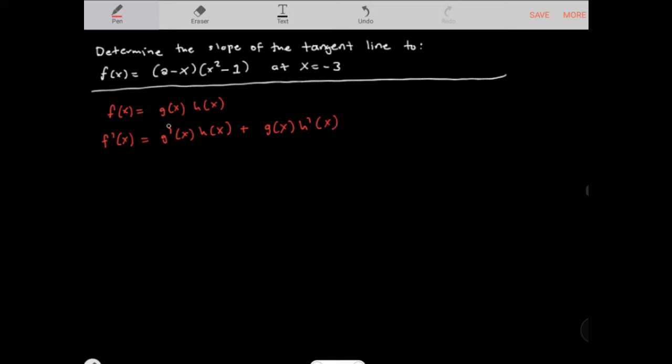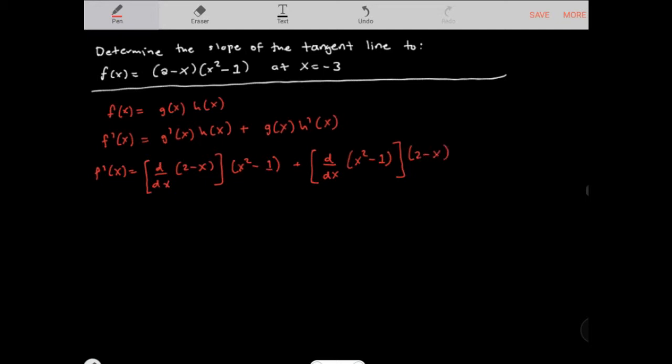Okay, so utilizing this notion, f prime of x: I'm going to do the derivative of the factor to my very left, so the derivative of 2 minus x, and keep the one on the right constant, x squared minus 1, plus, then I'm going to do the derivative of the factor on the right, which is x squared minus 1, times 2 minus x. Now the reason I'm finding the derivative is because this represents the slope of the tangent at any point of x.